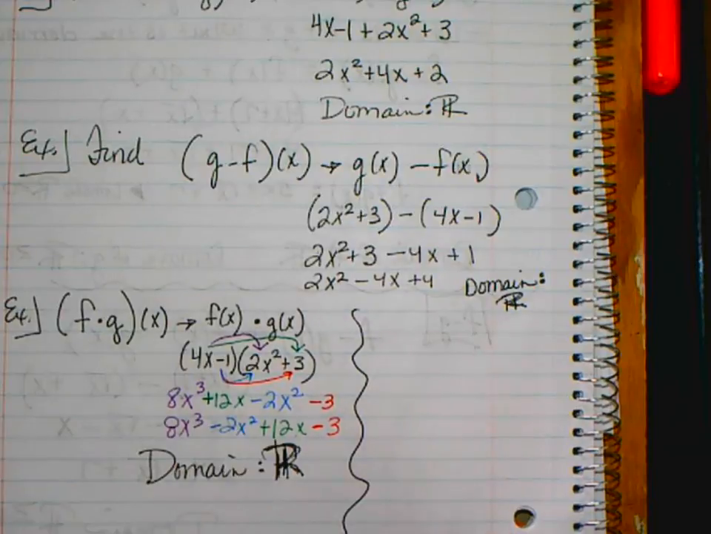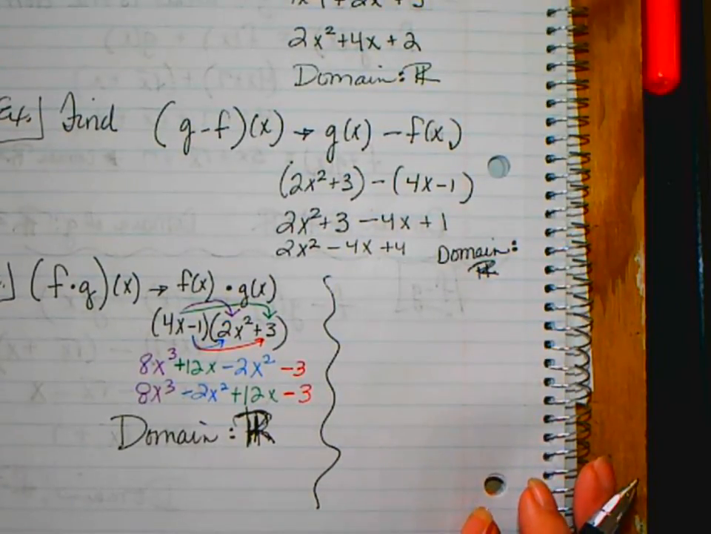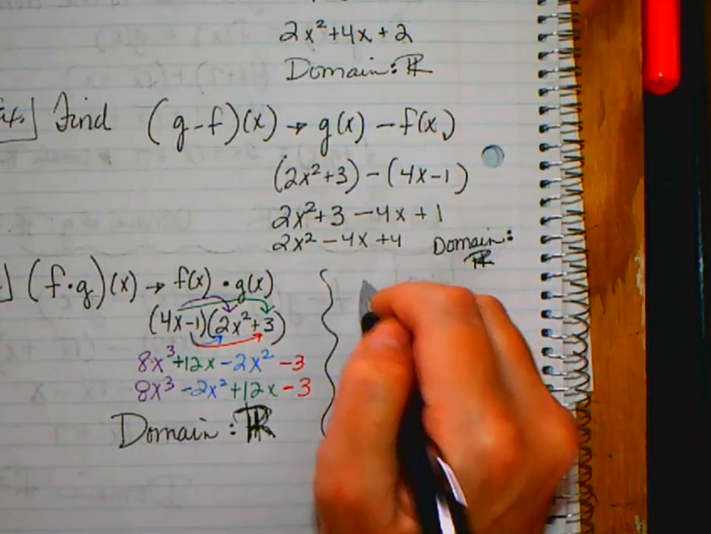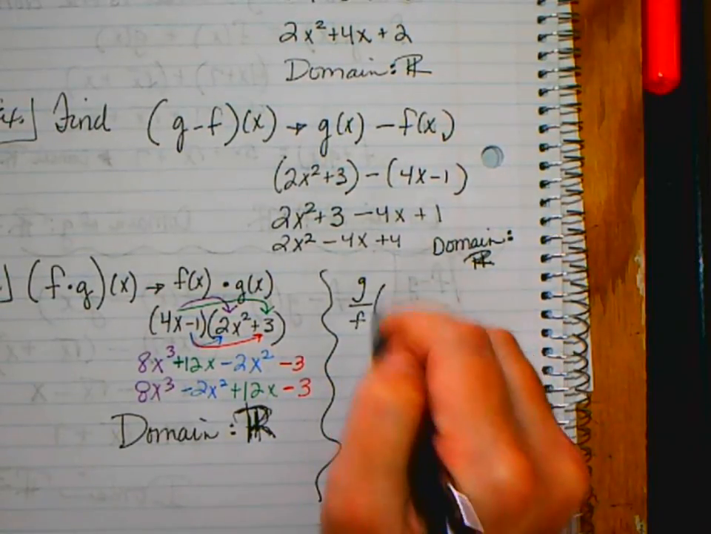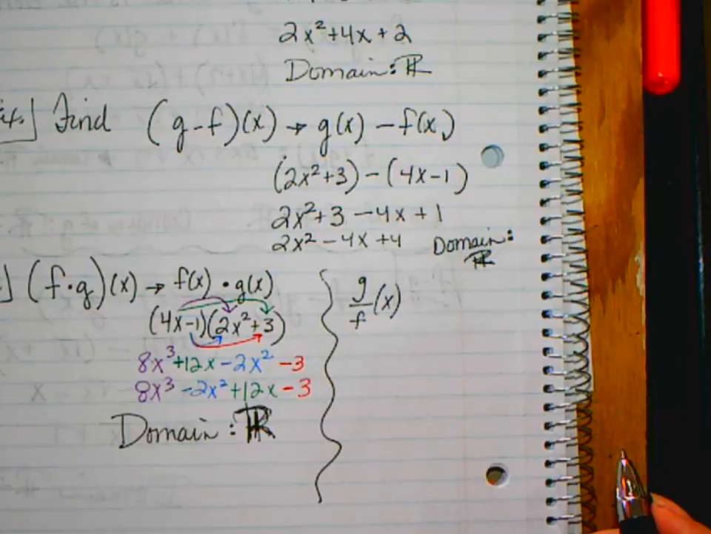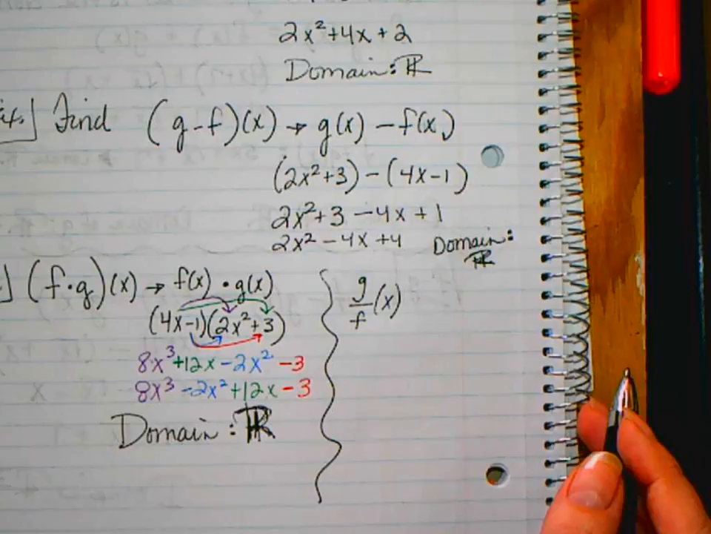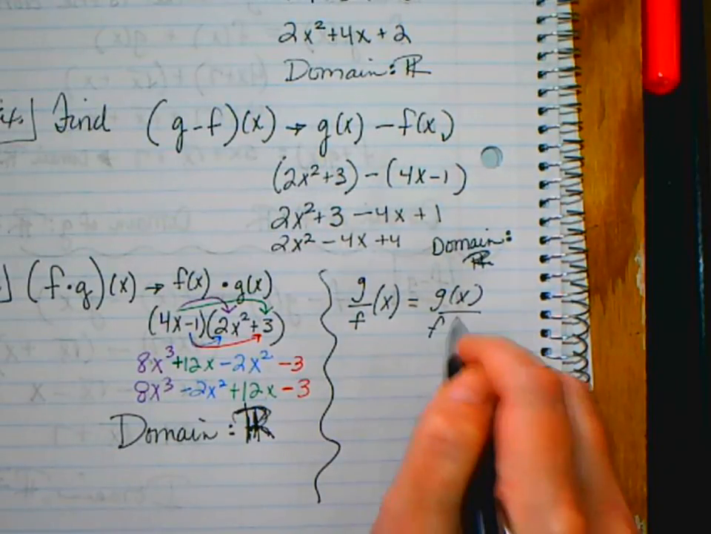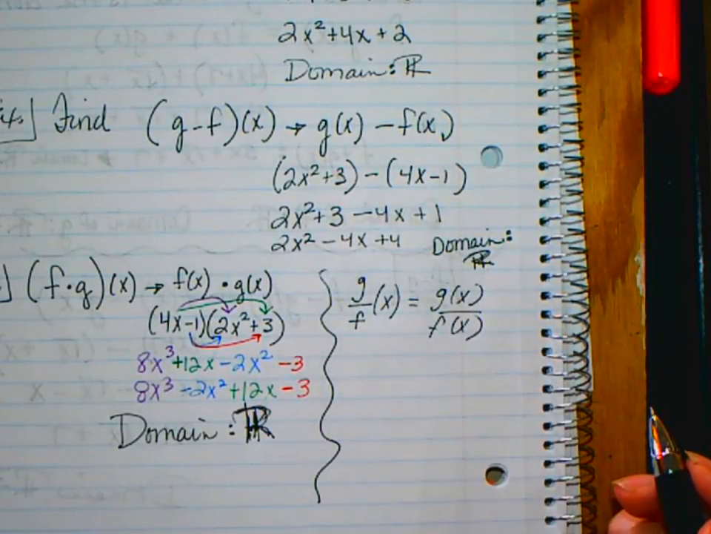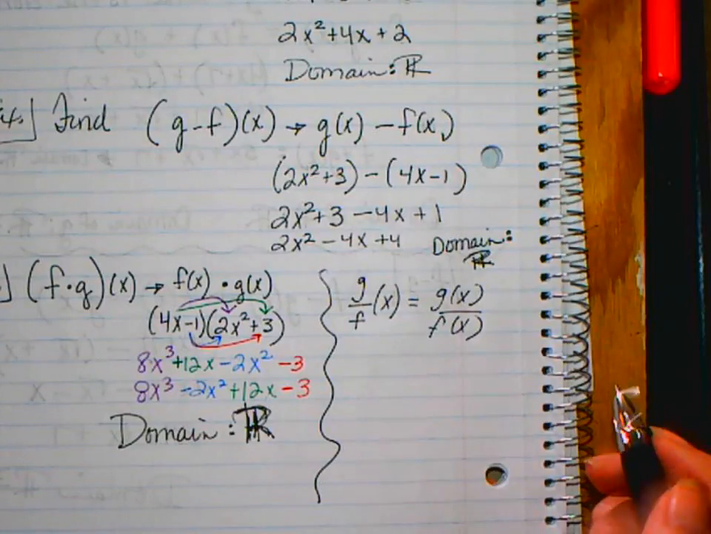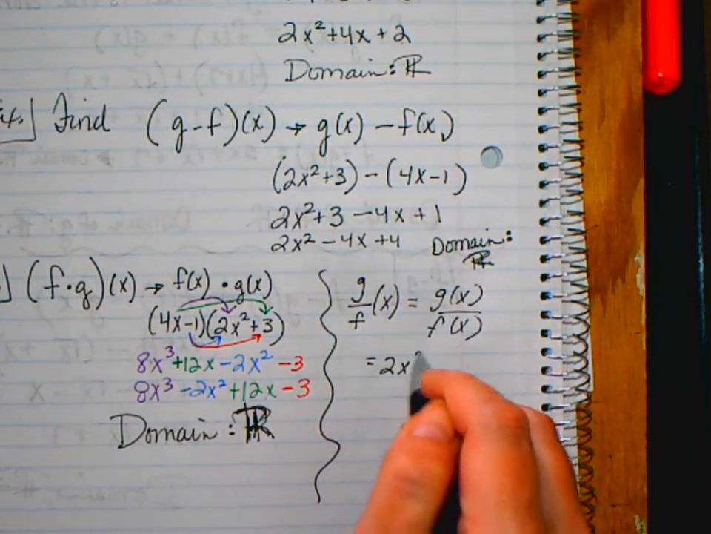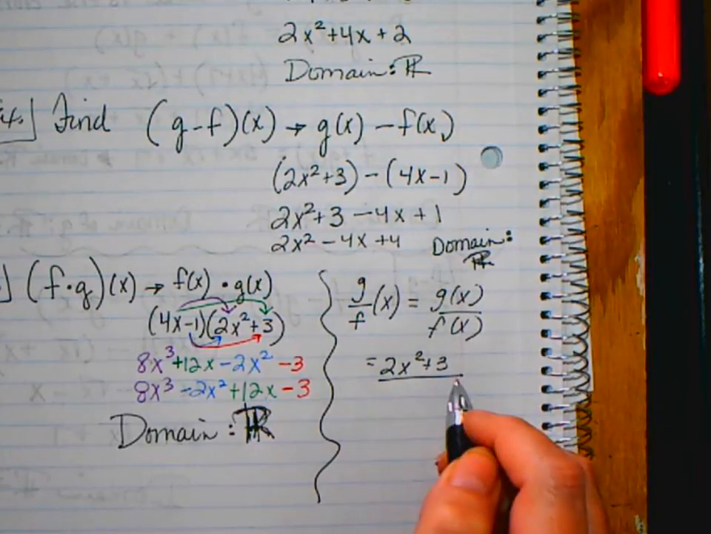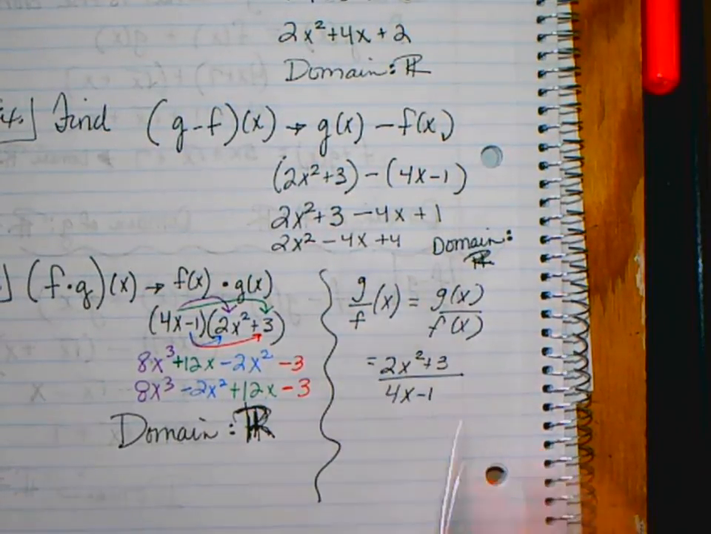Alright, I'm going to fit one more on this page. This time, we're going to divide my functions. I'm going to do g divided by f of x. Now, if we hadn't learned this lesson today, you might look at that and be like, what in the world is all that? We all know what it means now. Function g divided by function f, right? So function g is 2x squared plus 3 divided by function f is 4x minus 1.